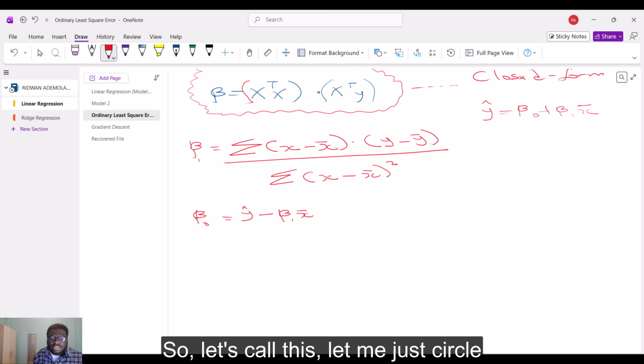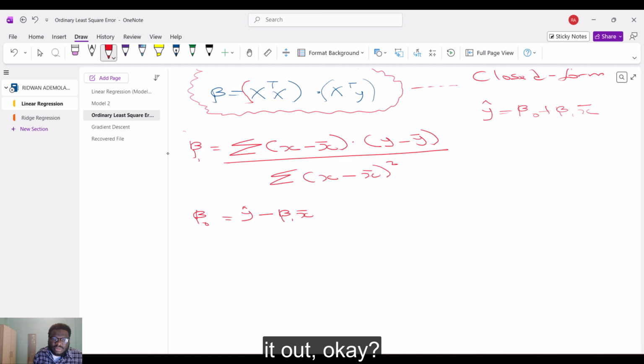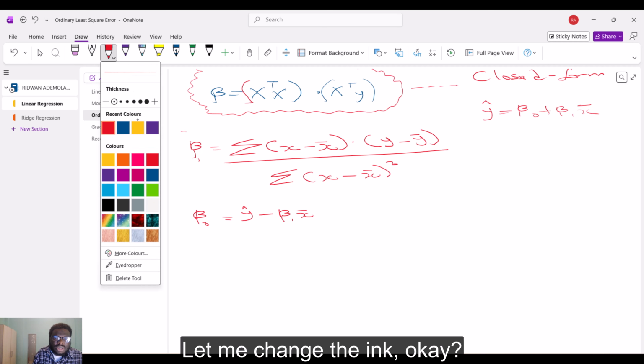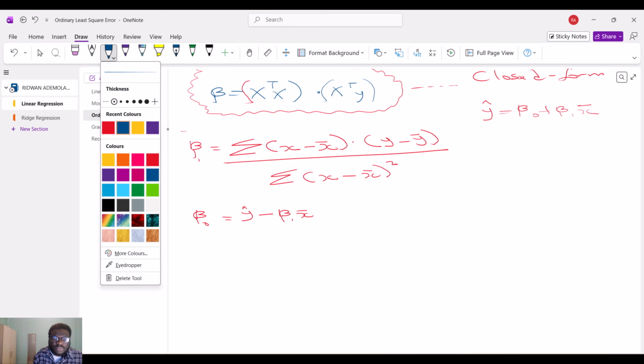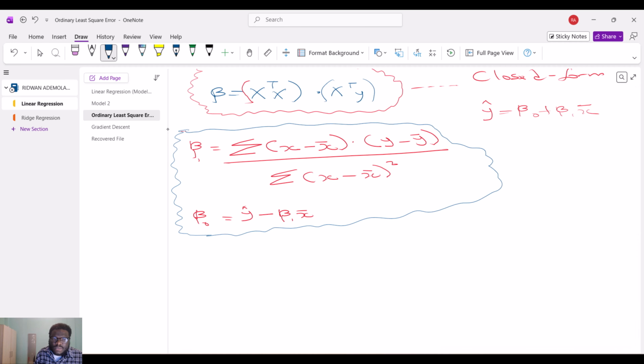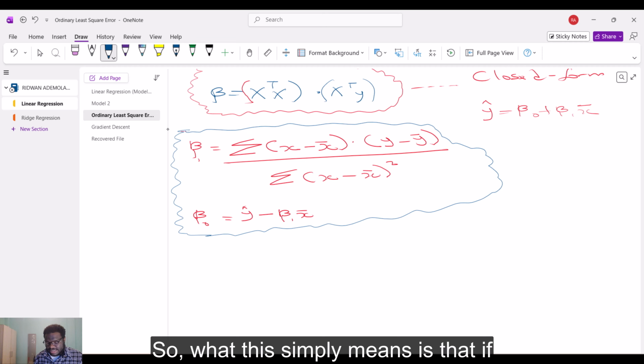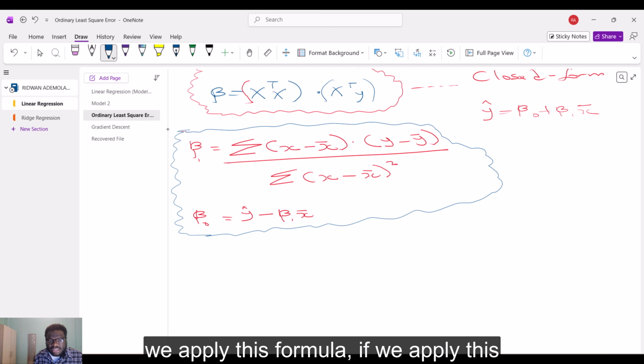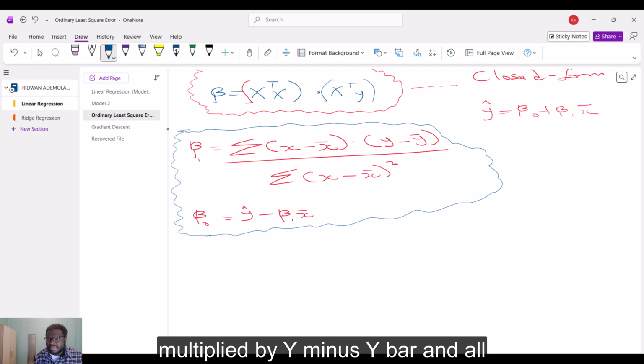So this is quite the equation. Let me just circle it out, okay? Let me change the ink, okay? All right. So what this simply means is that if we apply this formula by looking for x minus x bar multiplied by y minus y bar and all of this, and we get a value, that value gives us beta 1. We also apply this formula, we get a value. That value is called beta naught.